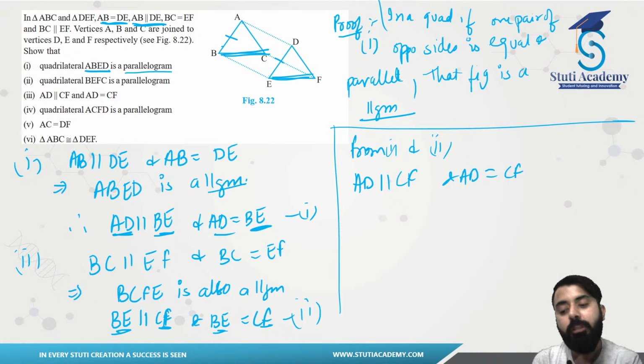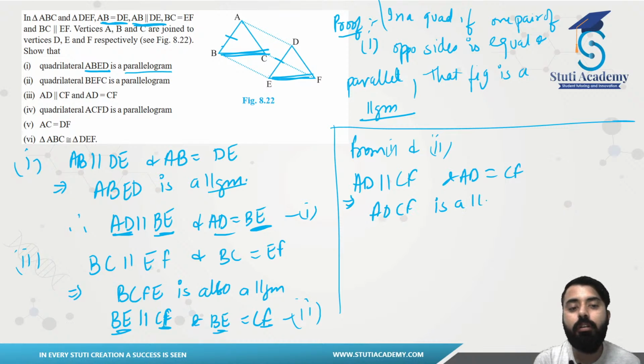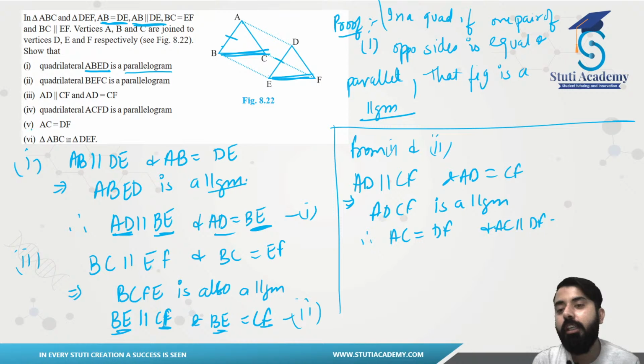So again, one pair of opposite sides is equal and parallel. This implies ADCF is a parallelogram. Therefore, I can easily say AC is equal to DF and AC is parallel to DF, right? Now you see AC is equal to DF, done. ACFD parallelogram, done. AD parallel CF, AD equals CF, done. BEFC parallelogram, done. ABED is a parallelogram, done. So we have just completed our first 5 proofs.